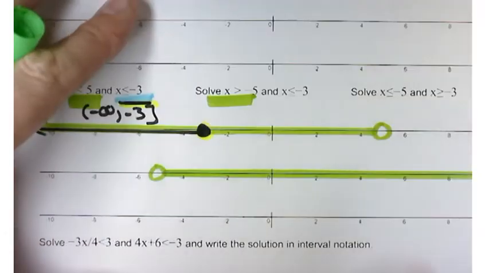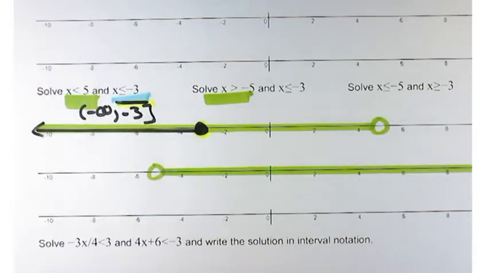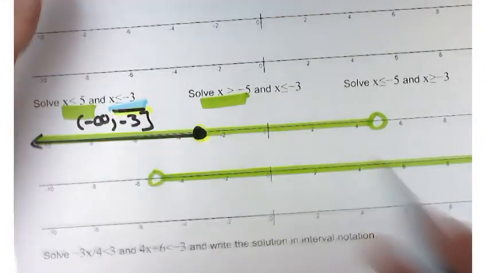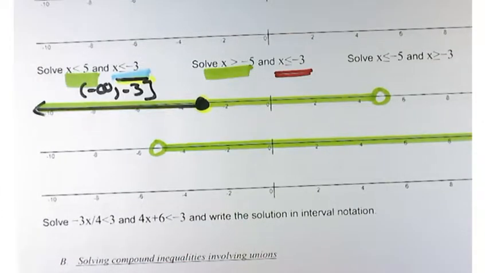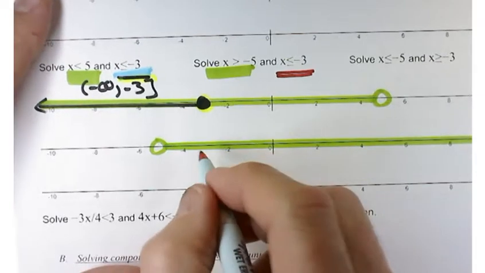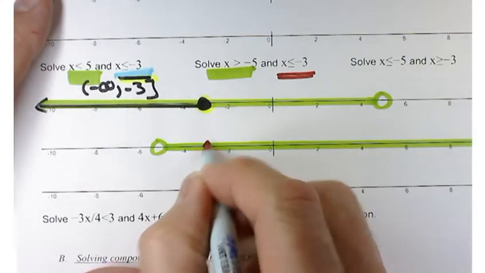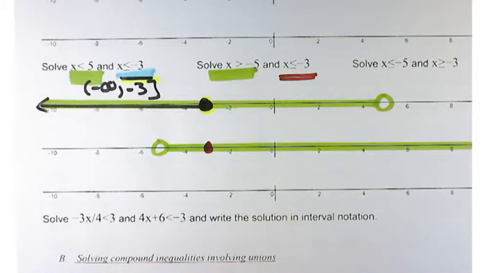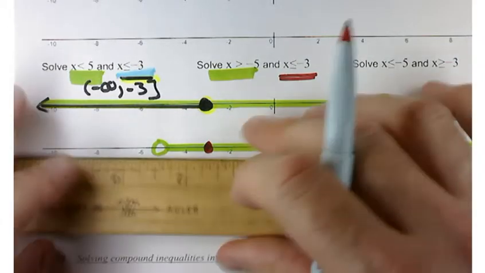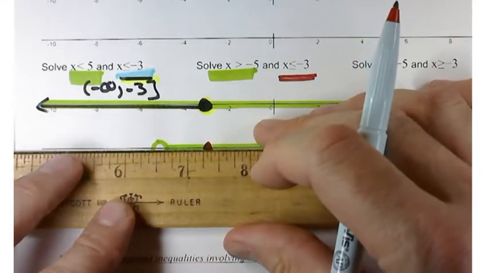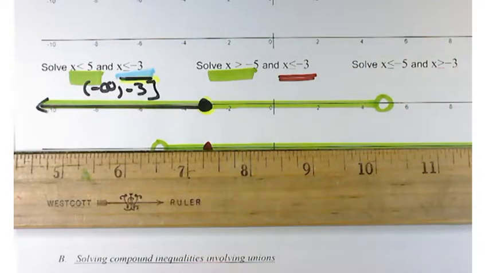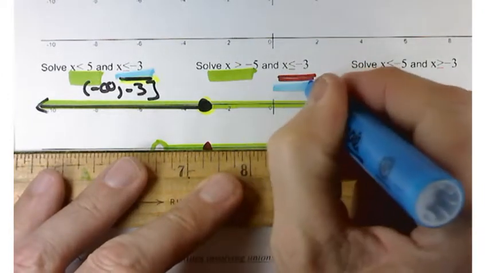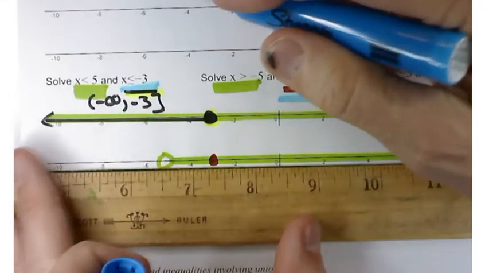Okay, so everything to the right there. And then I also want x is less than or equal to -3. Let's try this in red. So that's going to be a solid dot on -3. And which way is the arrow going to go? To the left. You know what? Let's see. Will this work better? Yeah, this one might work better. So we'll do this one in blue.